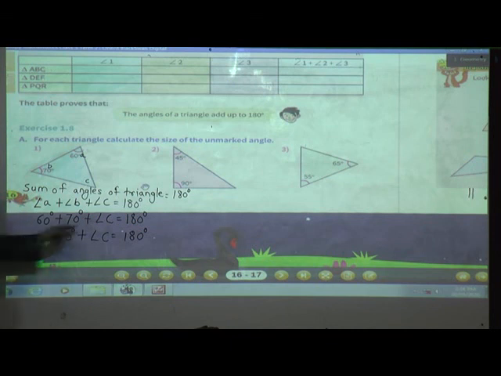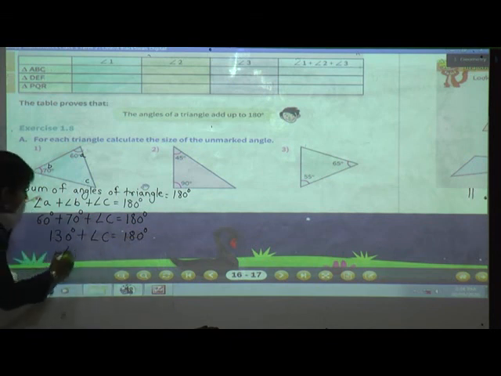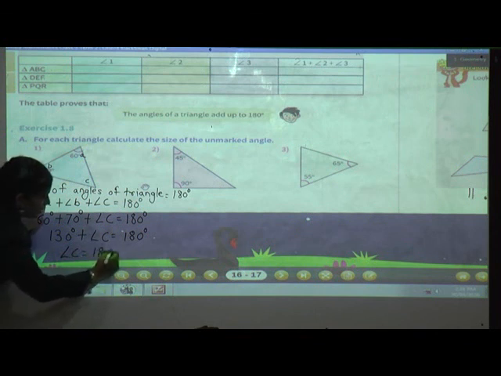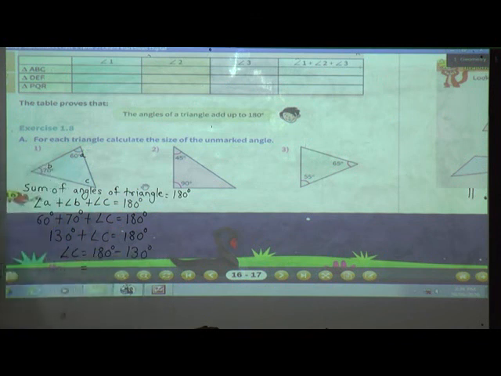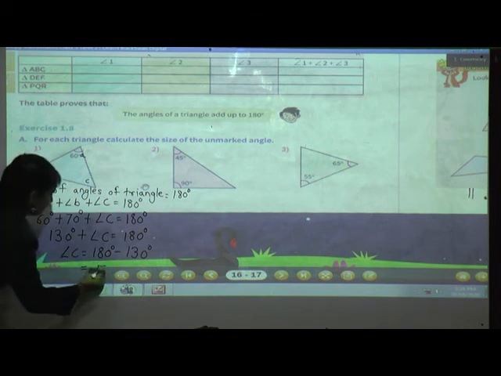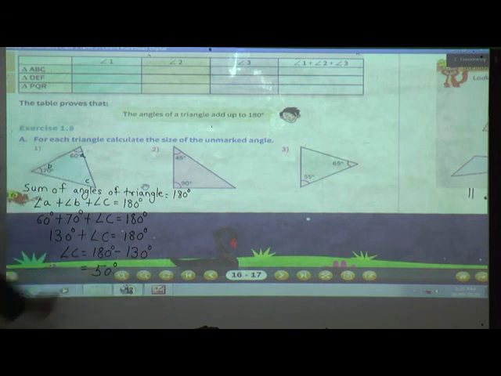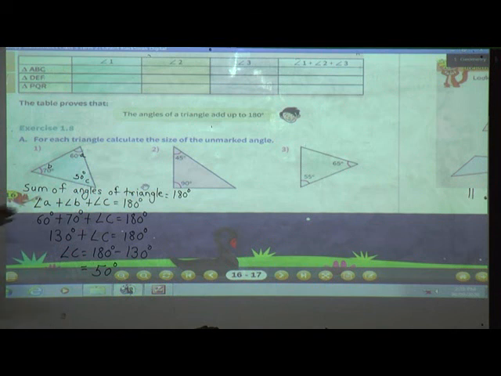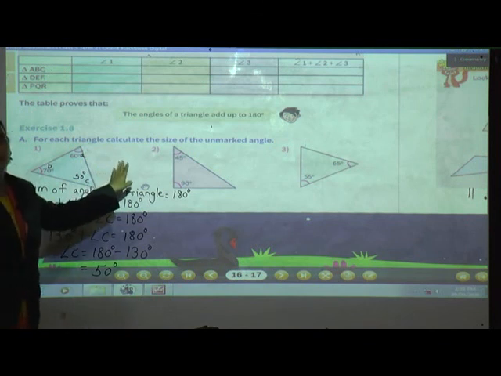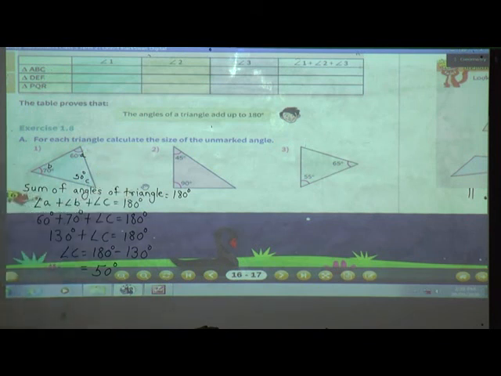Now just subtract 130 from 180 like this. Angle C is equal to 180 degree minus 130 degree. So what is the answer, students? Yes, it is 50 degree. 180 minus 130 is equal to 50 degree. So the measure of angle C is equal to 50 degree. So students, always remember that the sum of the three angles of a triangle is 180 degree. So students, we'll see the next example in our next period. Thank you.